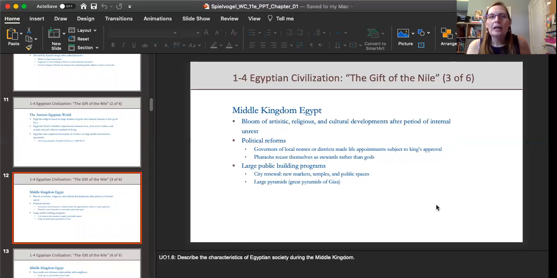All right. And of course, remember those intermediate periods? After a period of unrest, we get into the Middle Kingdom. A lot of political reforms here. The pharaohs begin to see themselves more as stewards of the people, shepherds of the people, rather than gods who are about to ascend.